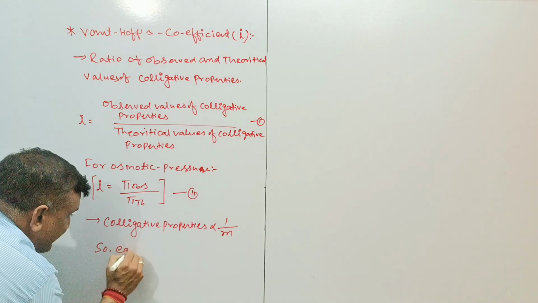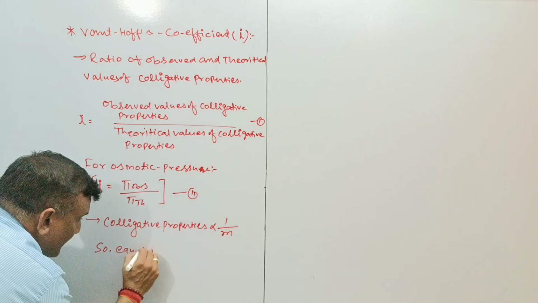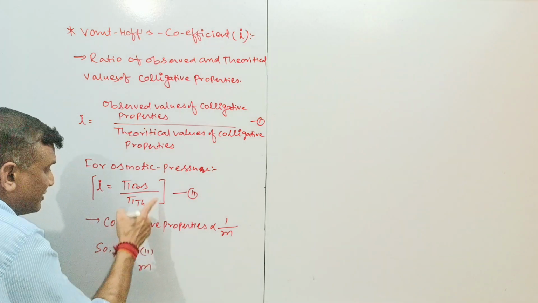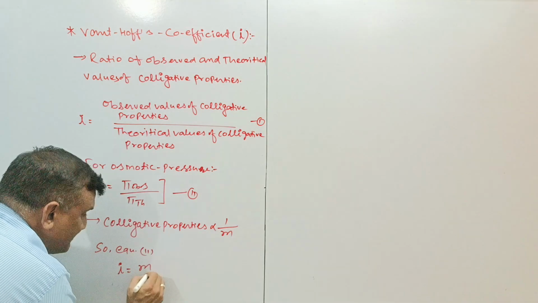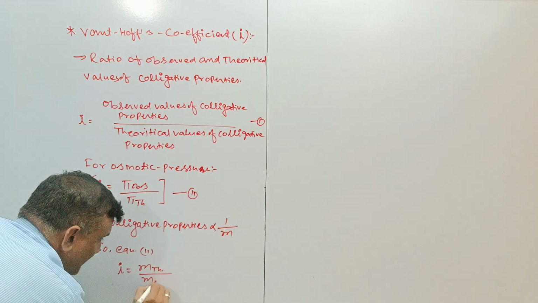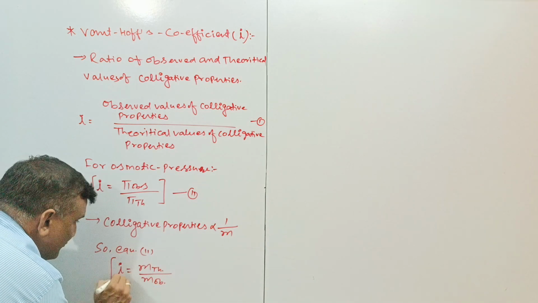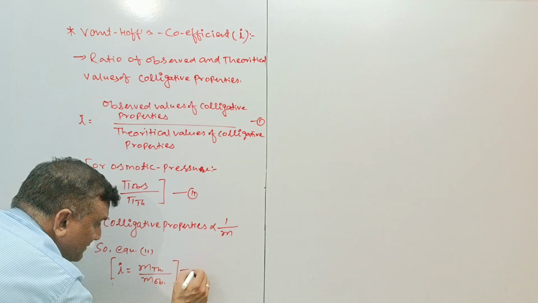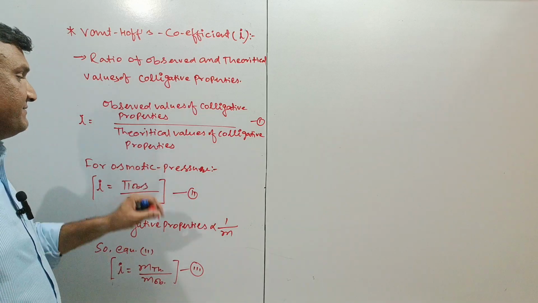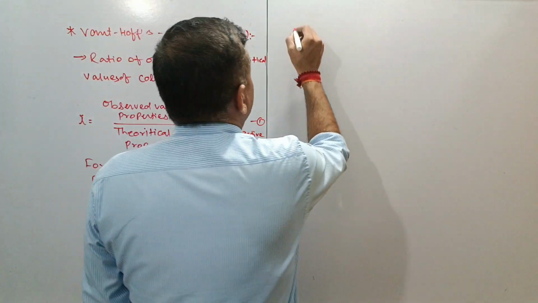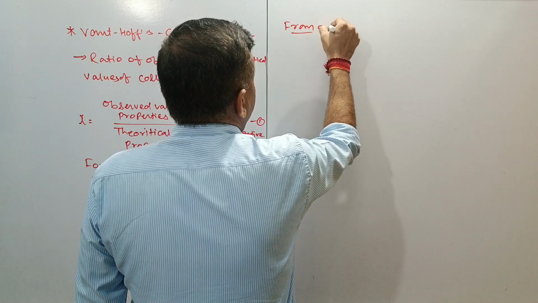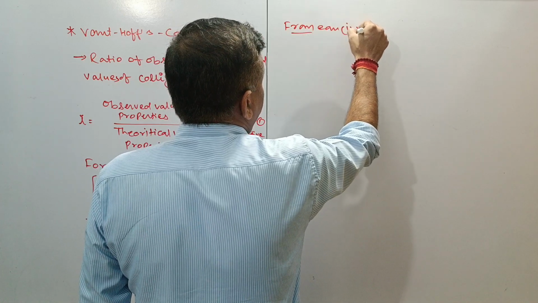So equation second will be i is equal to M theoretical upon M observed. Molar mass will be theoretical because it is inversely proportional. Regarding molar mass, it will be inverse of colligative properties. From equation first, there may be three conditions.